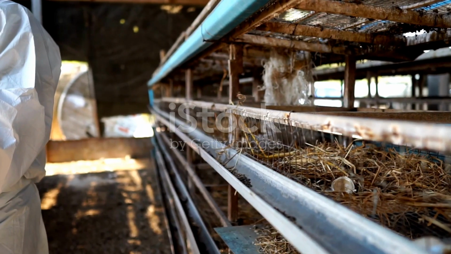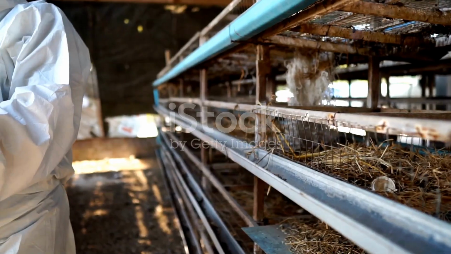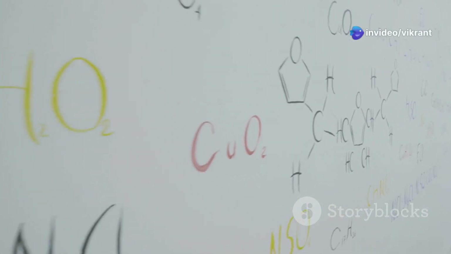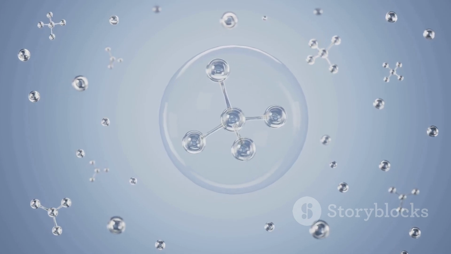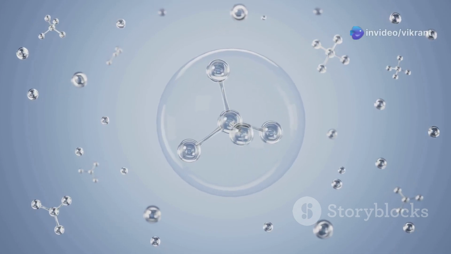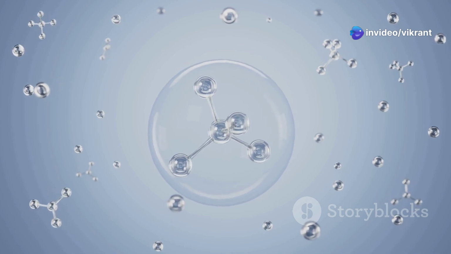Now, let's look at an example to solidify our understanding. Consider the hydrolysis of alkyl halides. An alkyl halide is simply a molecule where a halogen atom, like chlorine or bromine, is attached to a carbon atom. During hydrolysis, water acts as the nucleophile and attacks the carbon atom bonded to the halogen.